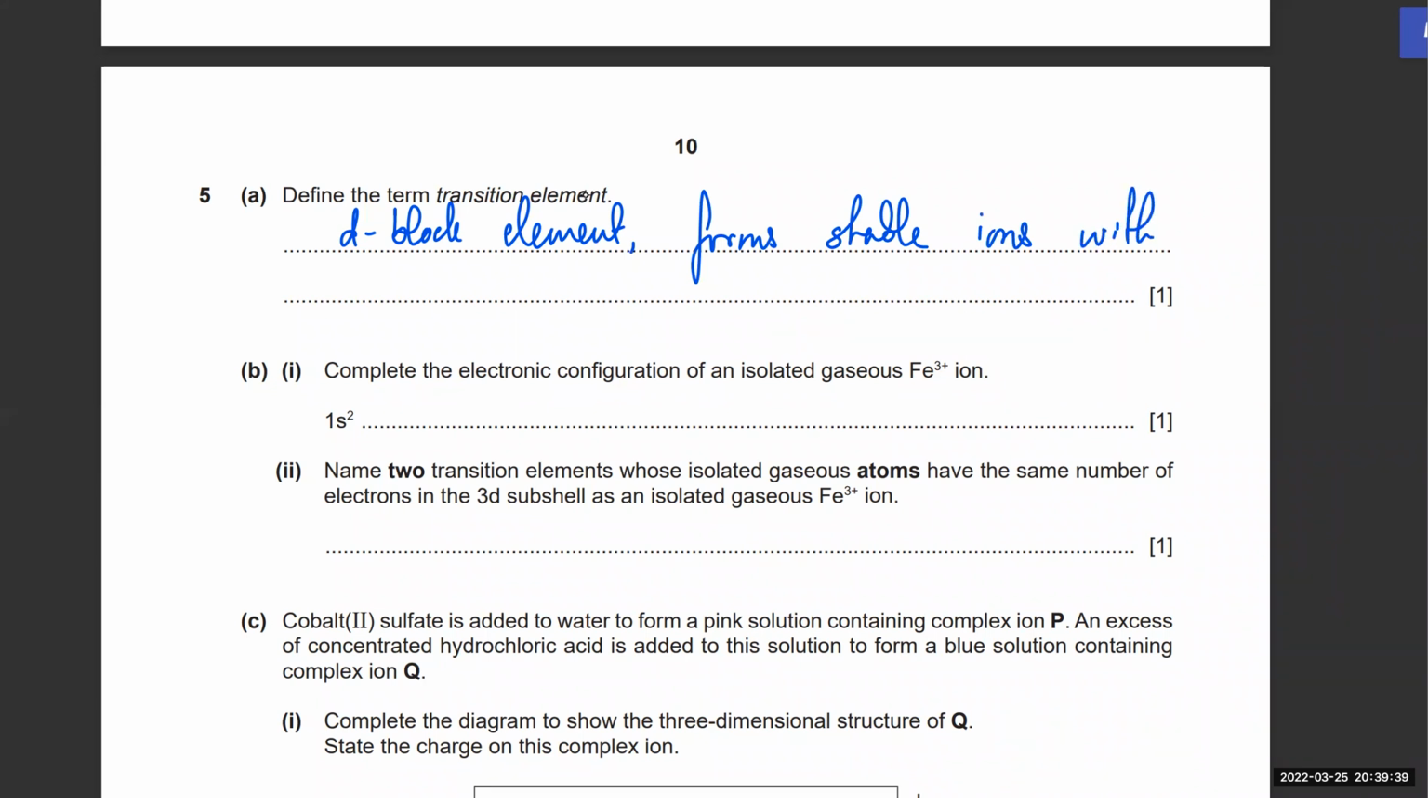I had sent you notes about inorganic chemistry, including transition metals. Most of the questions are going to be exactly the same. For transition metals, it's always the same question. So: form stable ions with incomplete d subshells.